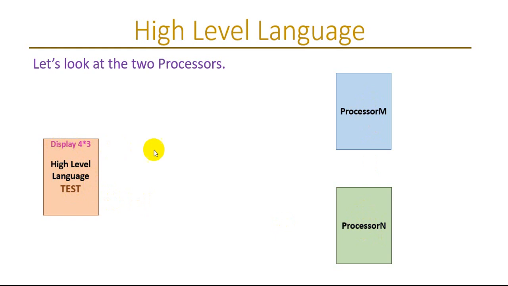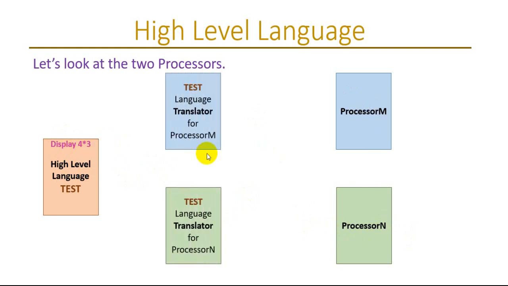Okay, so let's see how this works with this. Again, can this be understood by this processor? No, because this is not machine language. Can this be understood by this processor? No, again, it's not machine language of this. Okay, and this is not machine language of this either. So display 4 3 won't work.